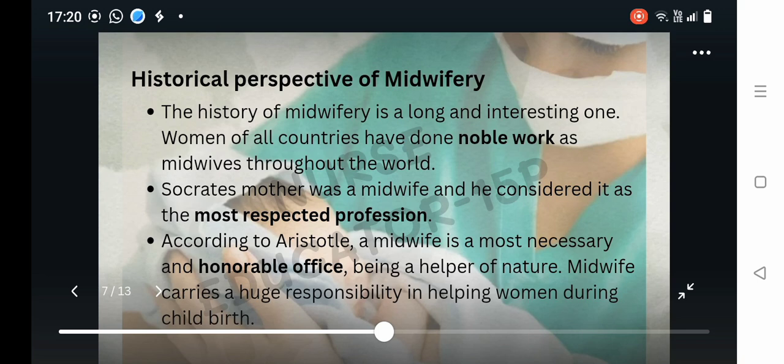Socrates' mother was a midwife, and he considered it a most respected profession. According to Aristotle, a midwife is a most necessary and honorable officer. Midwifery is a helper of nature. She naturally has the ability to help the woman.